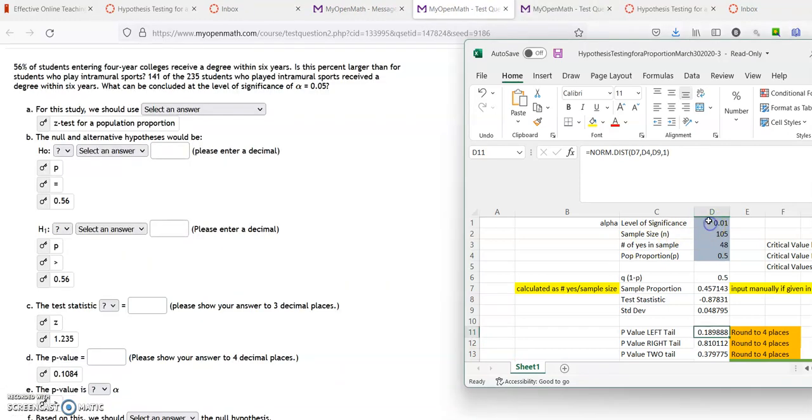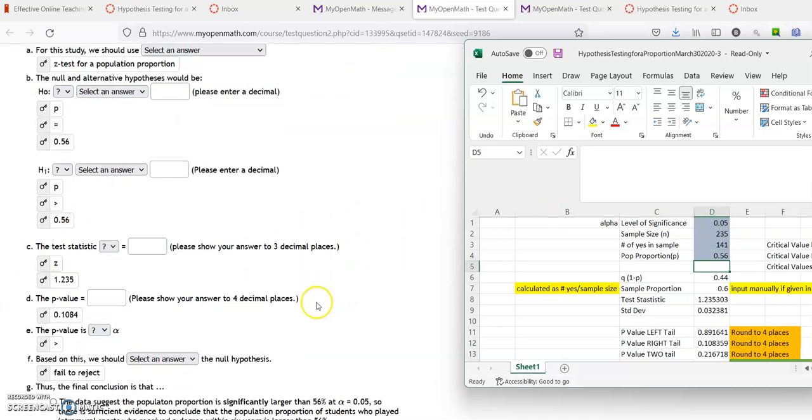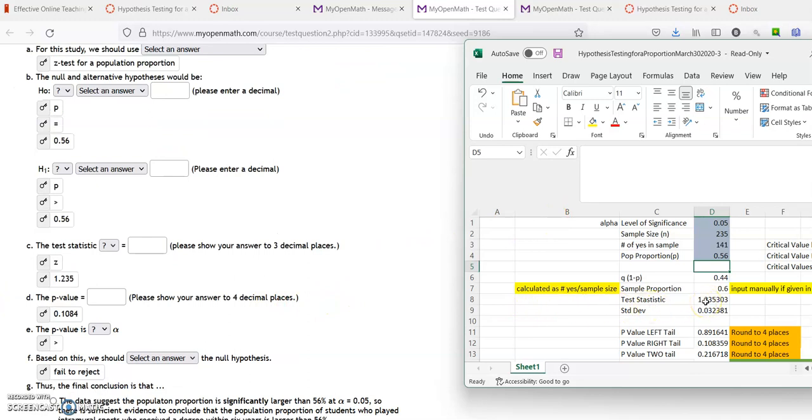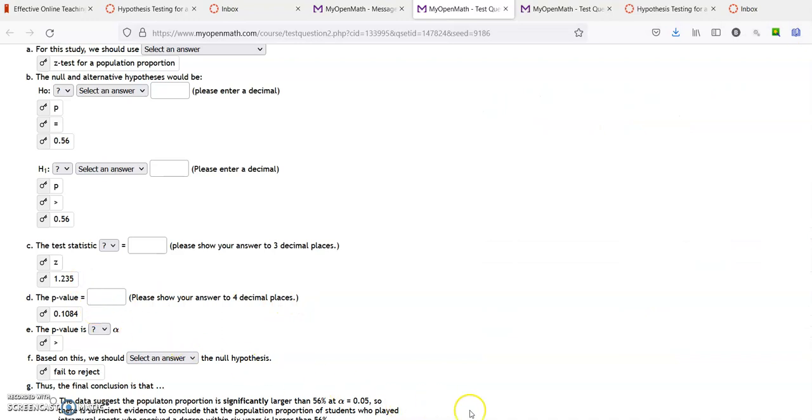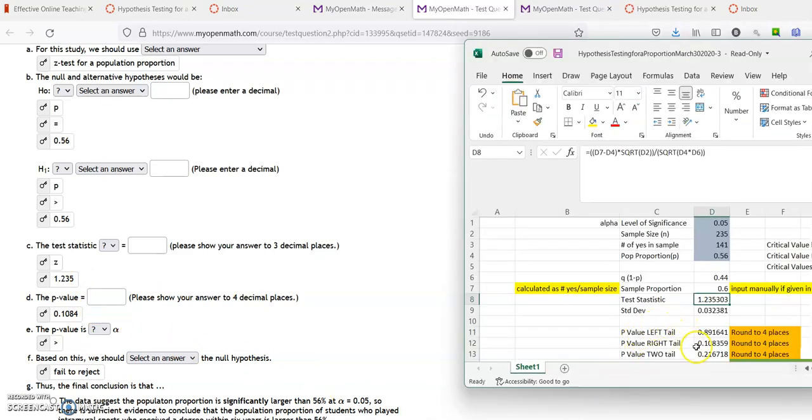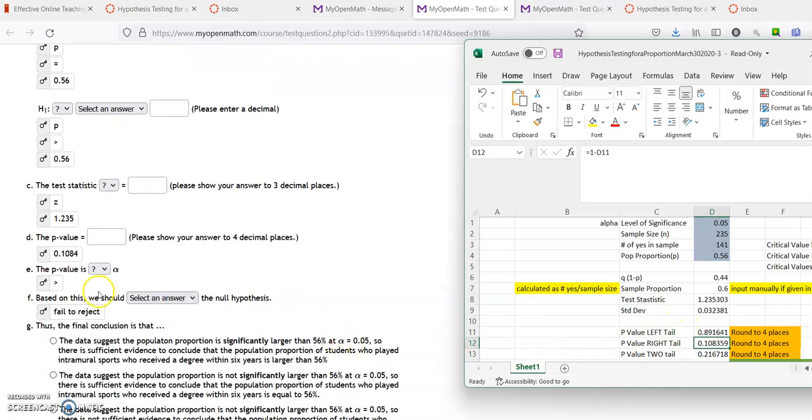Okay, the alpha is 0.05. Sample size is 235. Number of yeses is 141. And your population proportion is 56%. Is it larger? So it's a right-tail test. And the test statistic is, as you see, 1.235, which is here. P-value for a right-tail test, as you see, is right here. So the p-value is greater than alpha, so we fail to reject the null hypothesis.